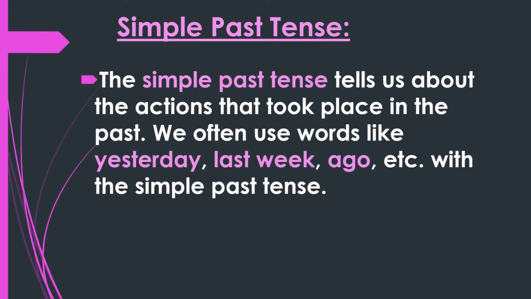So what is the simple past tense? The simple past tense tells us about the action that took place in the past. We often use words like yesterday, last week, ago, etc. with the simple past tense. So children, basically, past tense is the tense which indicates all the actions that have already happened in the past. Something that is gone. Today we are going to learn about that. So let us see a few examples to get the concept of past tense clear.